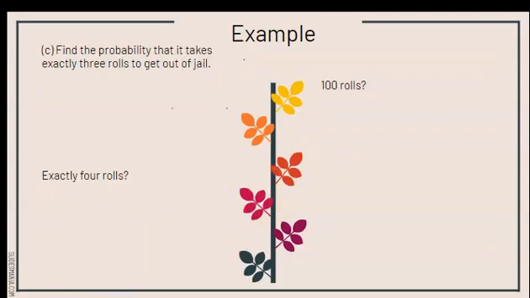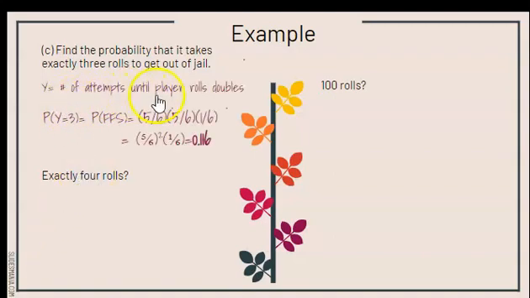Okay, part C of the Monopoly question. Find the probability that it takes exactly 3 rolls to get out of jail. Okay, so remember, y is the number of attempts until the player rolls doubles. Well, they're asking us, what's the probability that y is 3? So let's think through this. That means I had 2 fails and then a success. So the probability of a failure is 5 out of 6, times 5 out of 6, and then a success, 1 out of 6. So I could rewrite this as (5/6) squared times 1/6, and that gives me this probability.